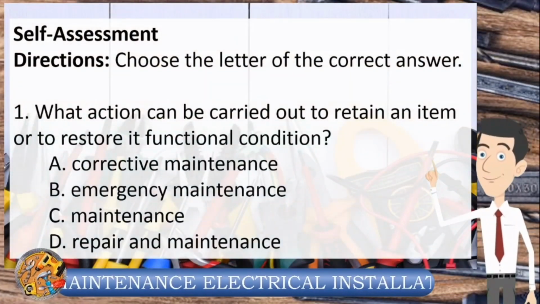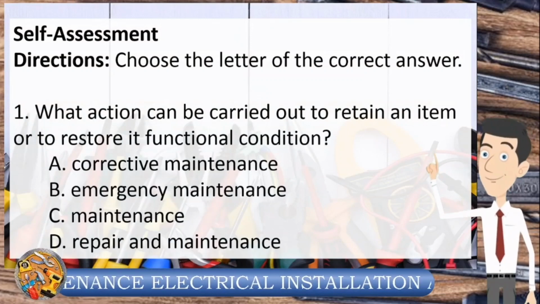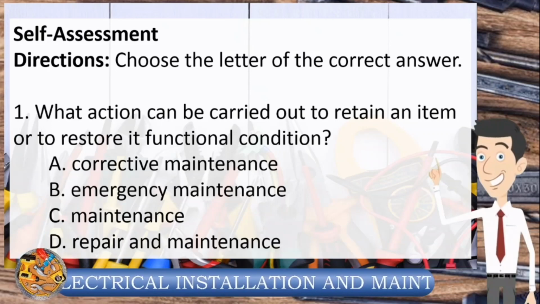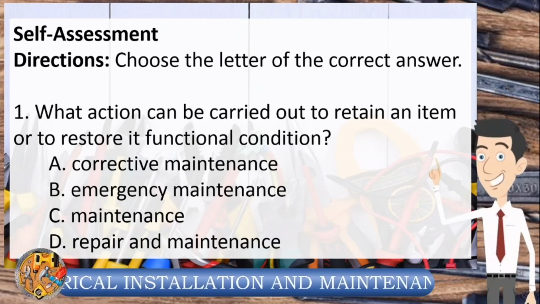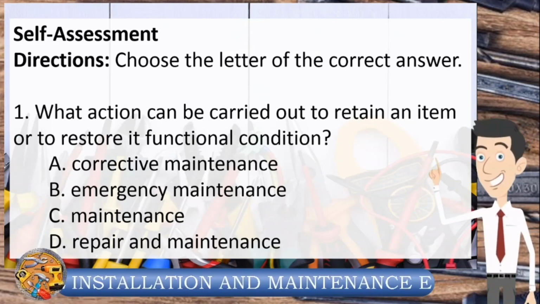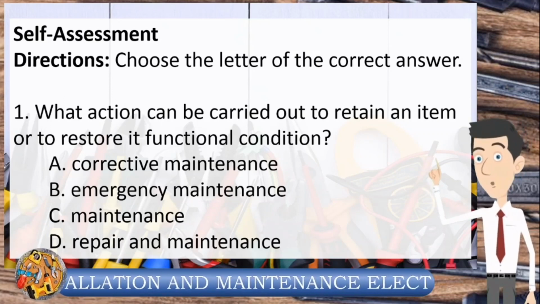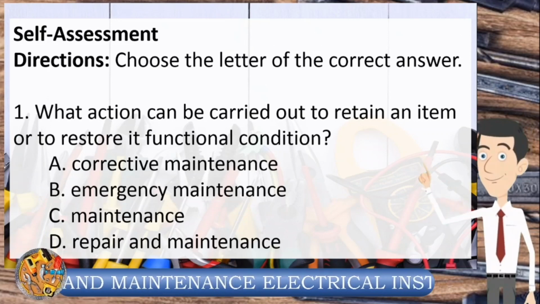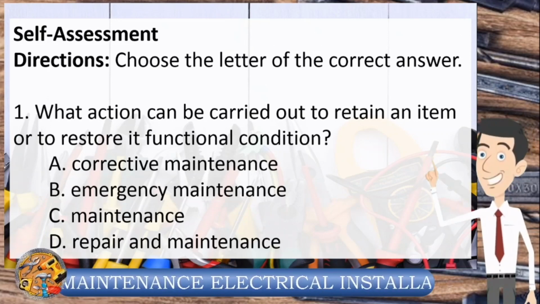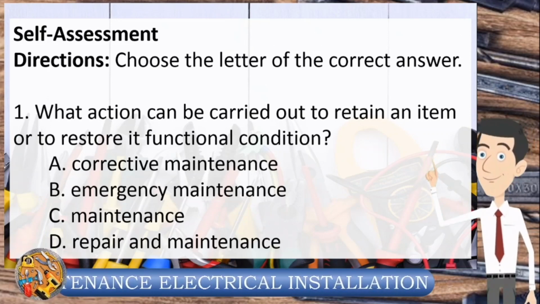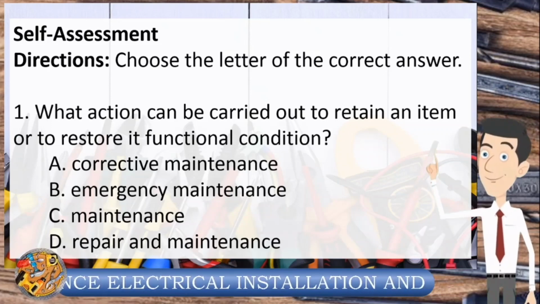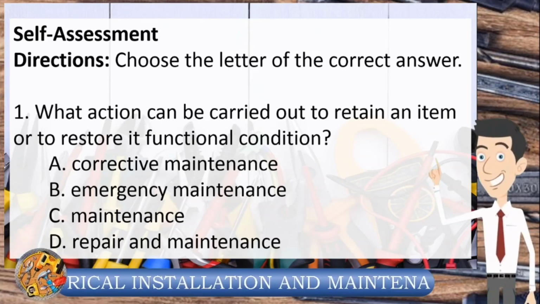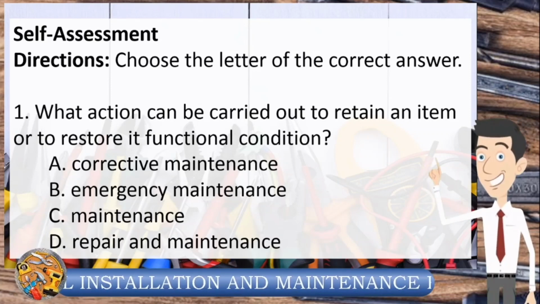Before we start our lesson, let's have a self-assessment. Direction: choose the letter of the correct answer. For number 1, what action can be carried out to retain an item or to restore its functional condition? Letter A, corrective maintenance. Letter B, emergency maintenance. Letter C, maintenance. Letter D, repair and maintenance.